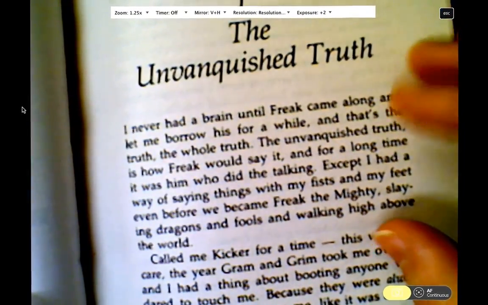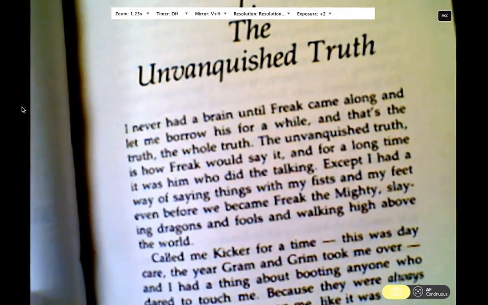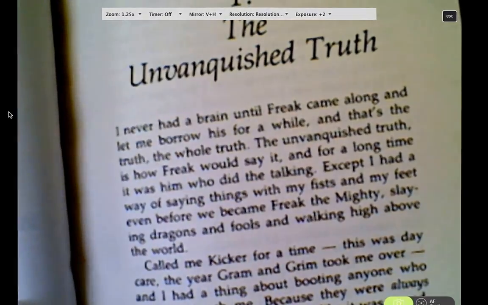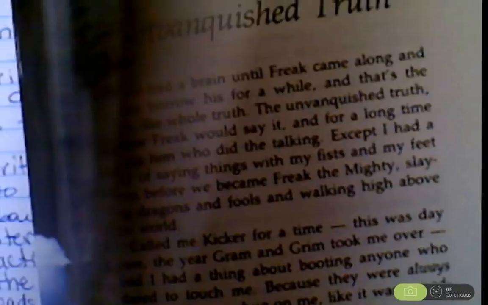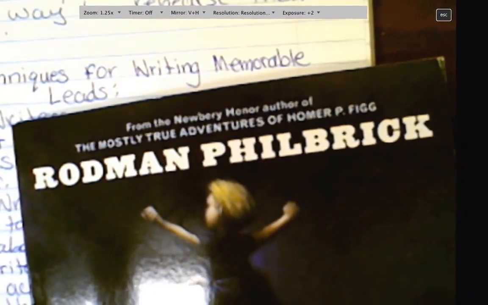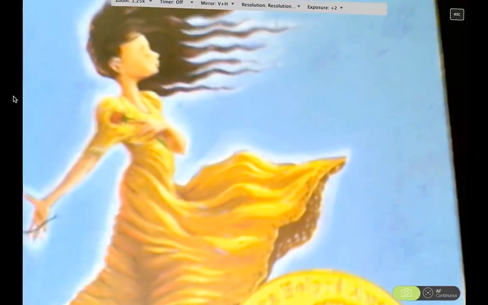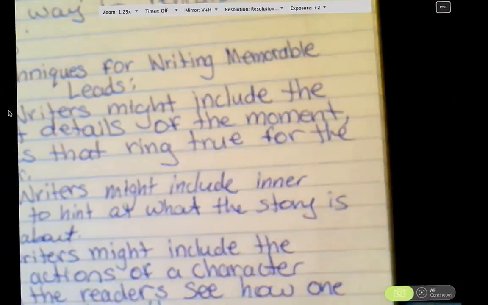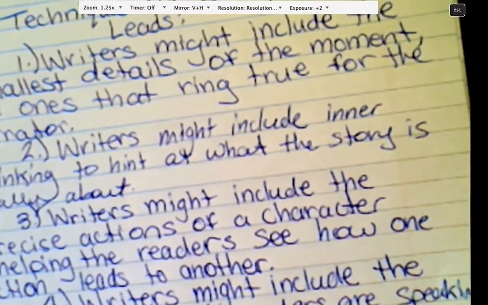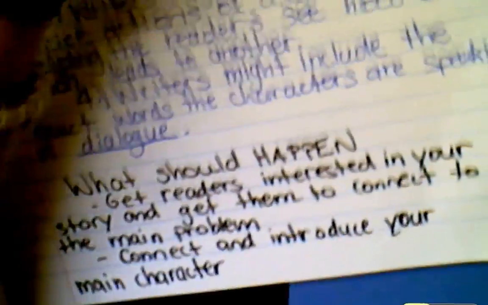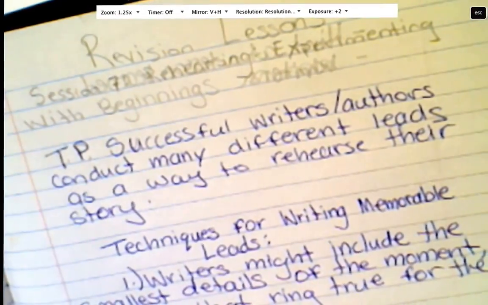So here we see a lot of author's craft. We see some fragments, we see some repetition, we even see some figurative language when it comes to comparisons. So you need to decide what kind of a style do you want to have in your own lead. Do you want to mock that of Rodman Philbrick or Christopher Paul Curtis, or even Pam Munoz Ryan, okay? You have to decide what style you want in order to get the readers interested. That is the most important task for you. That is the most important task, okay?